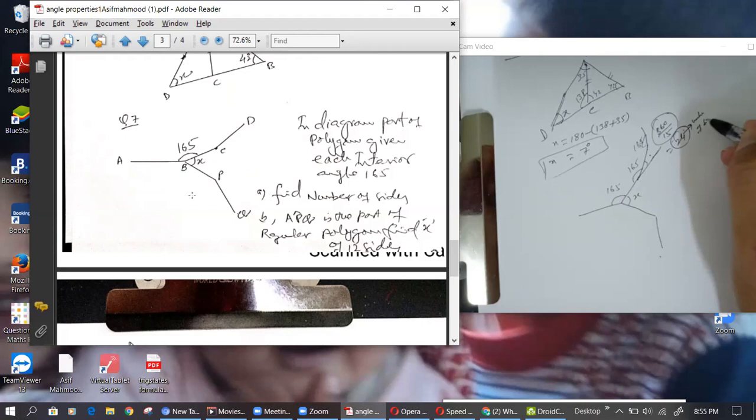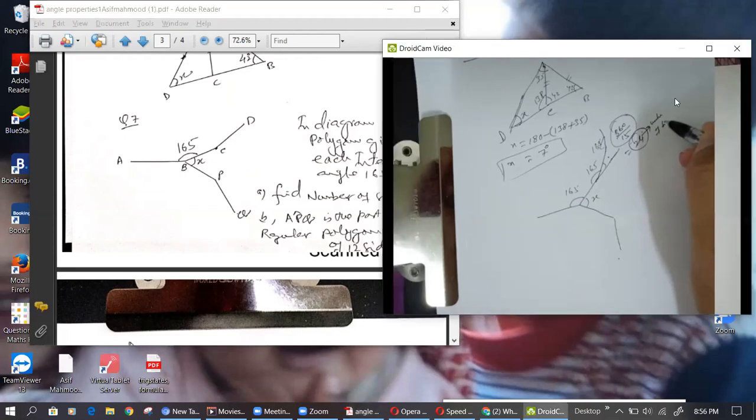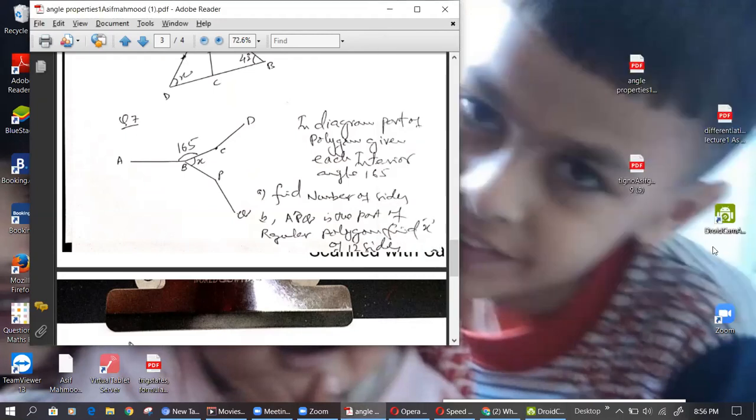What will be the interior angle if the exterior is 30? So simple. If the exterior is 30... 150. Yes, of course. Yeah, 150. So this is 150.